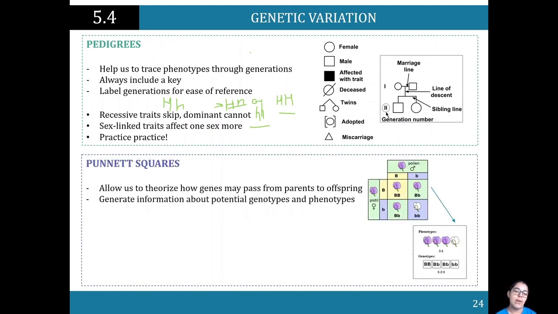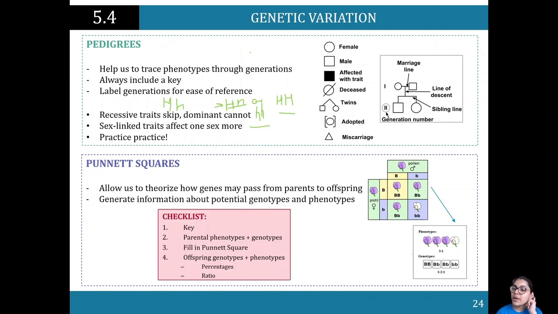Now, Punnett squares essentially allow us to theorize how genes may have passed. Often in exam questions, you might be given a pedigree, but in order to determine the inheritance patterns in that pedigree, you're actually going to have to draw Punnett squares first. So that's where we want to keep that in mind.